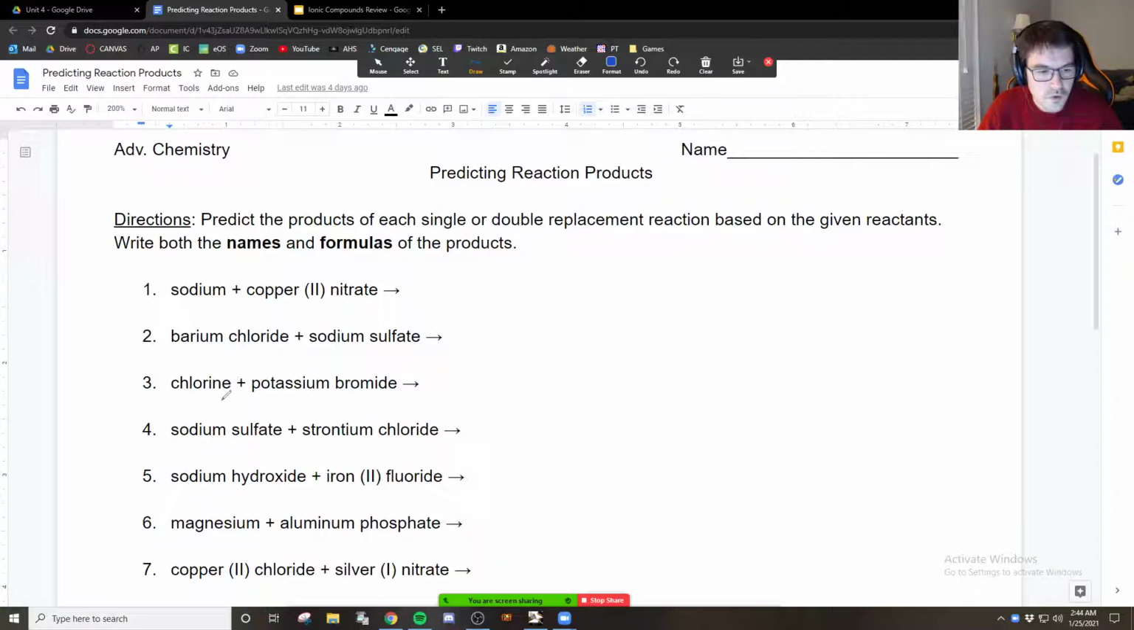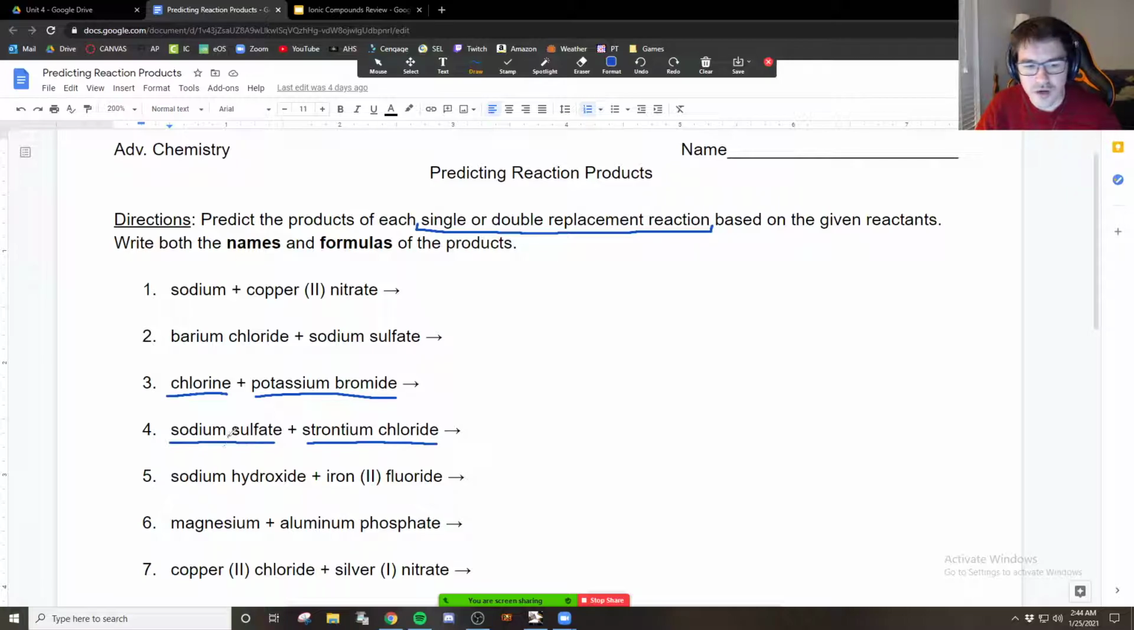Okay, so the first thing we have to understand is, what does a single or double replacement reaction look like? Well, they're called replacement reactions because there is a switcheroo that happens. Number 4 is going to be a double replacement reaction because I have 2 compounds as my reactants. Number 3 would be a single replacement reaction because I have a single element plus a compound. That's the difference between a single and double replacement reaction.